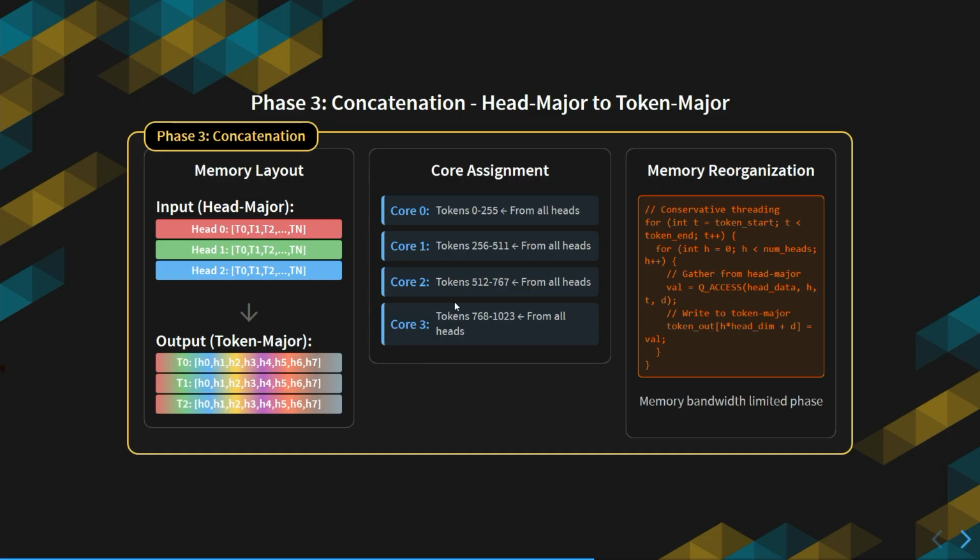Now you might say, why don't we just directly skip this step? I found this step actually speeds it up and not slows it down. That's the reason why I added it. Instead of directly writing into token major, it just happened to be slower. So doing the concatenation happened to be faster. And in this phase, it's primarily memory bandwidth limited, and each core gathers data for its assigned token from all heads, which requires careful memory access patterns to avoid bottlenecks.